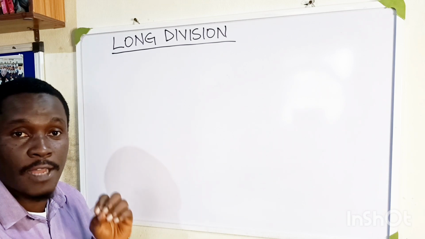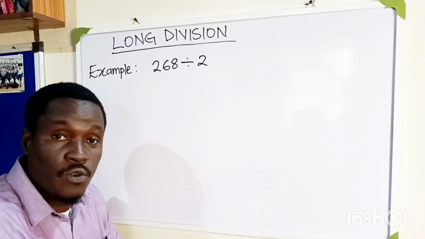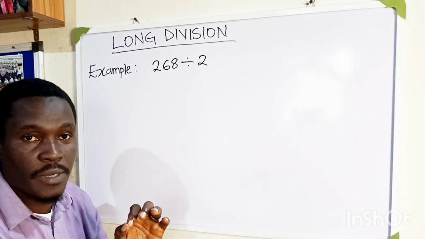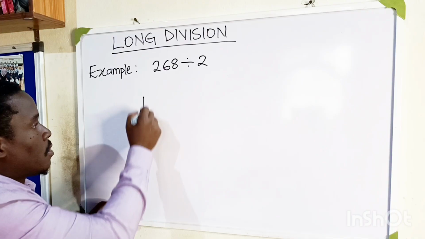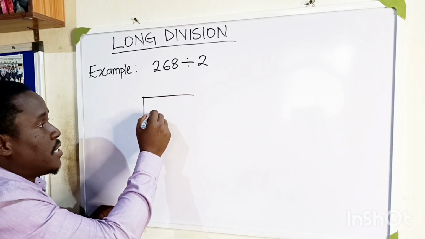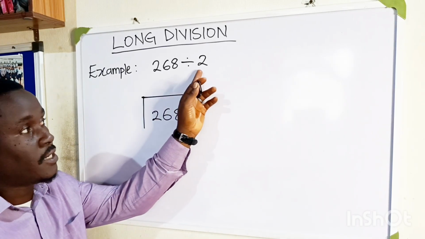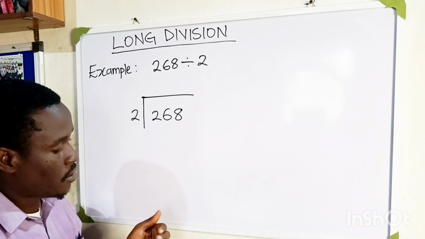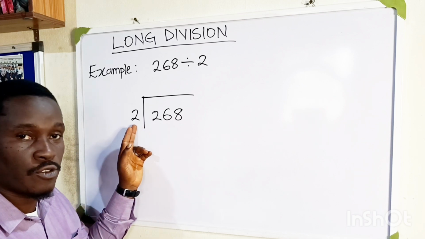So first, let's look at how to divide whole numbers. Let's see an example. We are dividing 268 by 2. These are whole numbers. We are going to be dividing them using long division. Let's do that. So the dividend is going to be inside and the divisor is going to be outside. So this means we are dividing 268 by 2.